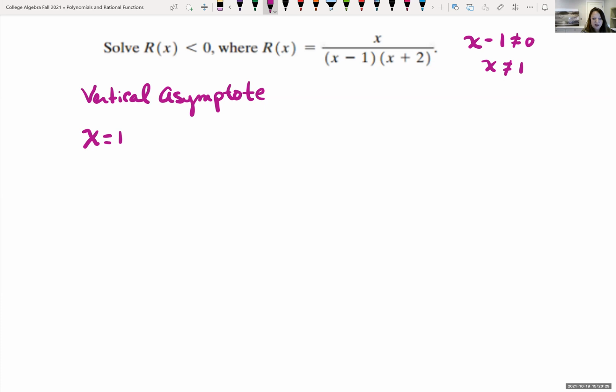And then when is X plus 2 equal to 0? Because we need to exclude it from our domain. And so X cannot be negative 2. Negative 2 doesn't set my numerator equal to 0. So X equals negative 2 is also a vertical asymptote.